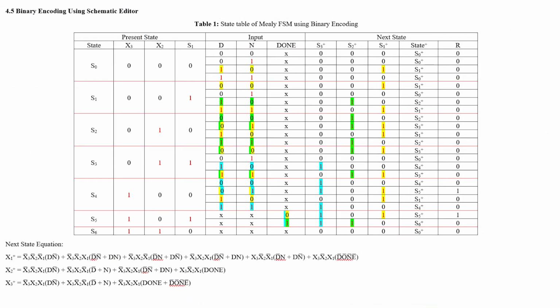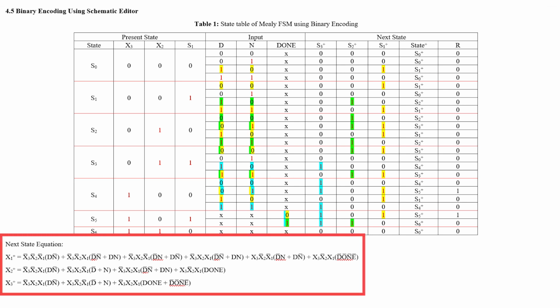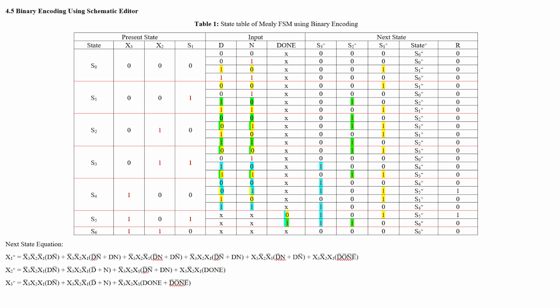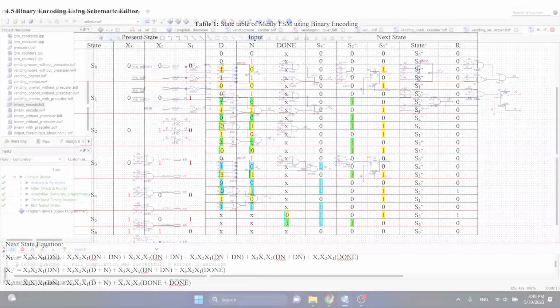Now we're moving to the last task, which is using binary encoding to replace the state diagram. In this particular task, we're going to use a Mealy state table to derive the next state equations. So these are the next state equations that we derived from the table. After deriving the equations, now we can proceed to the circuit constructions.